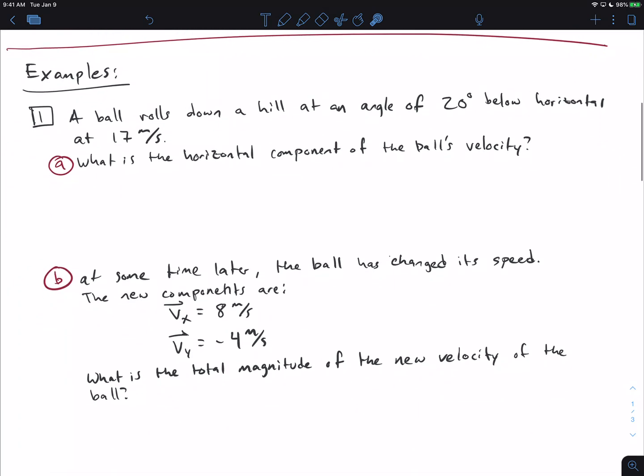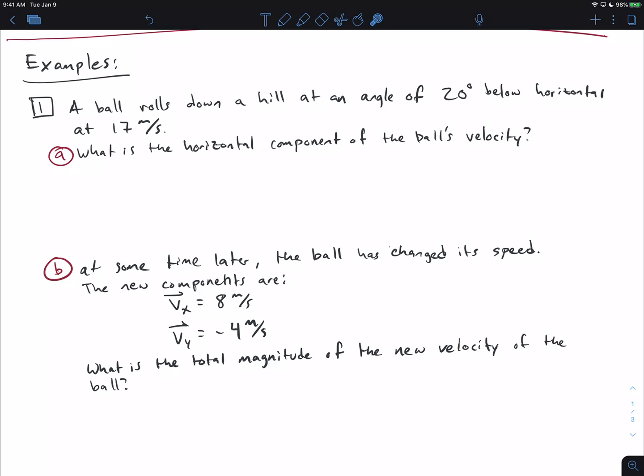So what we're going to do first, this first example here, is just kind of working with vectors in a 2D scenario. So we're not actually doing kinematics here yet. All we're going to do is work with vectors just so we review the vocabulary that we're using here. So this first problem, I have a ball that rolls down a hill at an angle of 20 degrees below horizontal at some velocity, 17. So I want to know what the horizontal component of this ball's initial velocity is, okay?